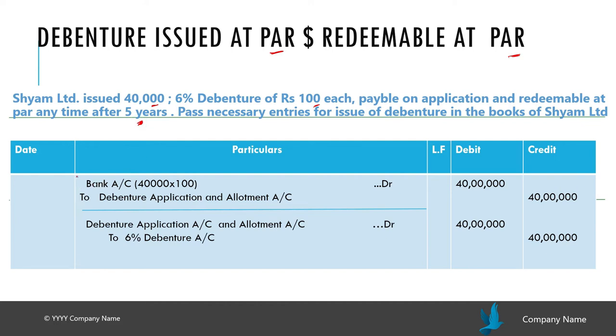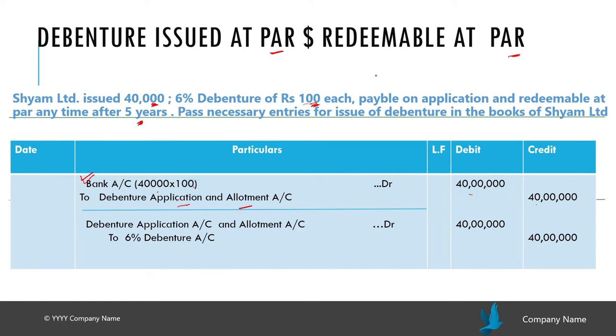So at the time of issue, what will be the journal which the company will pass in its books of accounts? It is: bank account to debenture application and allotment account. That means the company has received the debenture value with the application money. So 40,000 debentures at rupees 100 each, so 40,000 into 100, it will be 40 lakh.